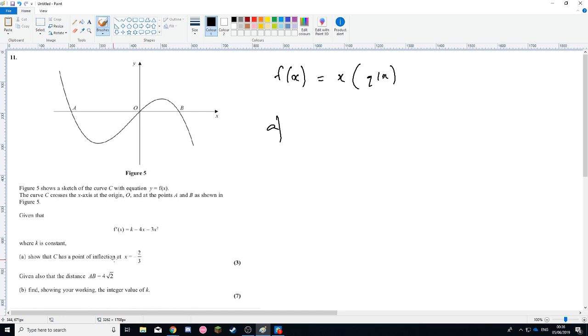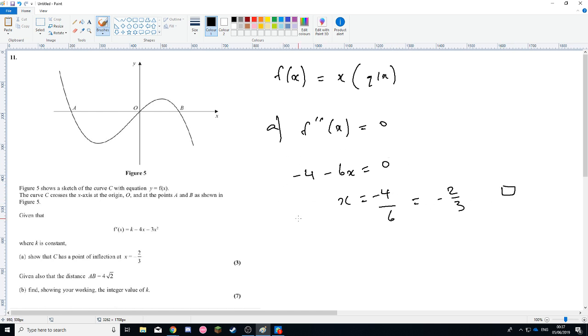Anyway, show that C has a point of inflection. I think that's when f double prime of x is equal to 0. So that's saying minus 4 minus 6x is equal to 0, so x is equal to minus 4 over 6. That's minus 2 over 3, and that's as required.